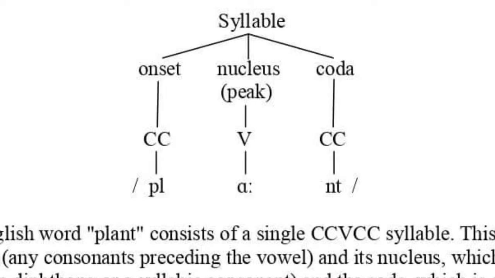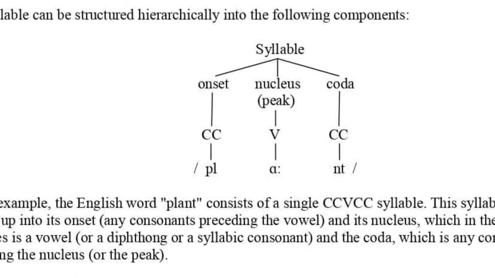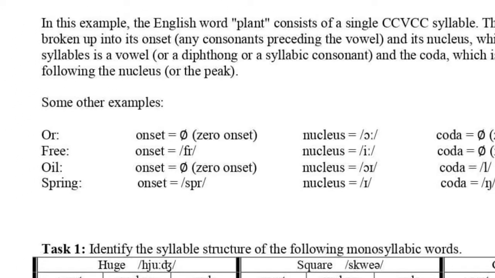So, the onset, again, is any consonant before the vowel or before the nucleus. The coda is any consonant after the nucleus or the vowel. Both elements, onset and coda, are optional. The nucleus is the vowel or the diphthong or a syllabic consonant. We move to see some examples.